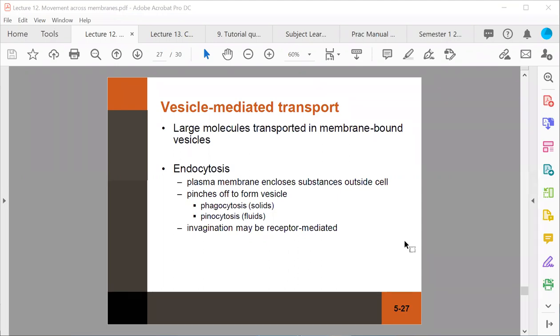Okay, so you're talking about the plasma membrane or the wall itself? The plasma membrane. So the plasma membrane is the actual membrane. That's the membrane that we're referring to, the plasma membrane.